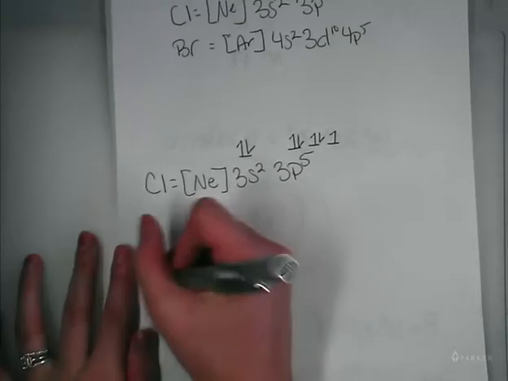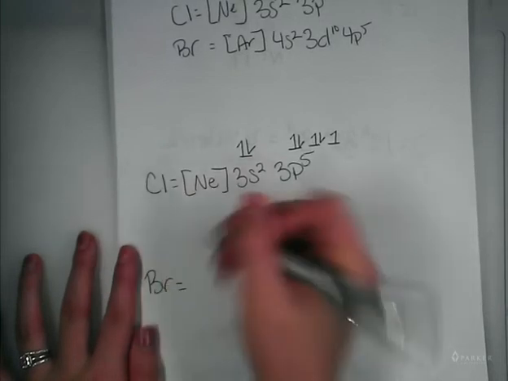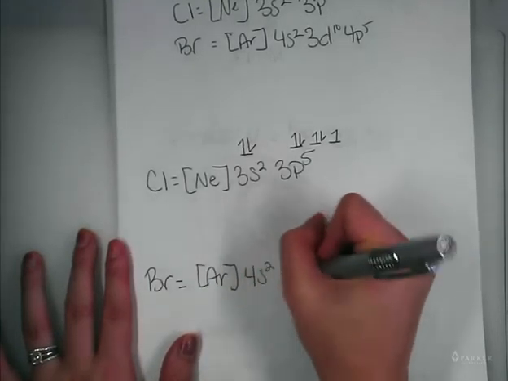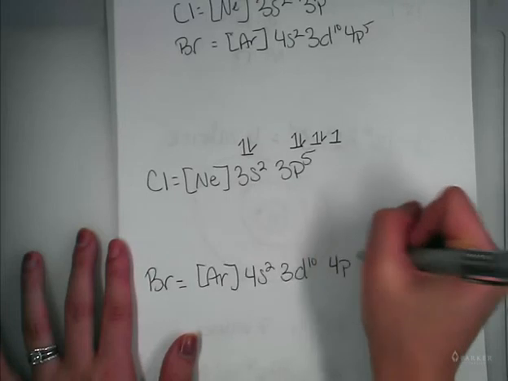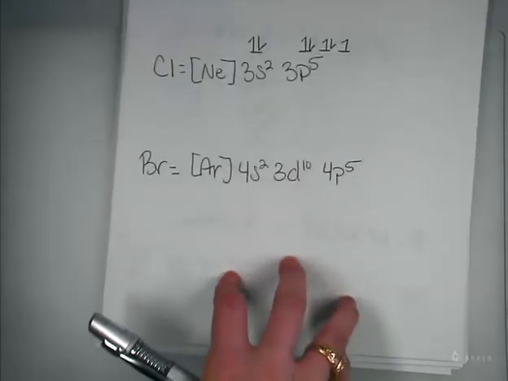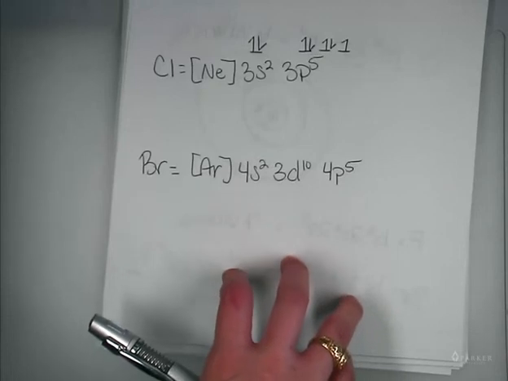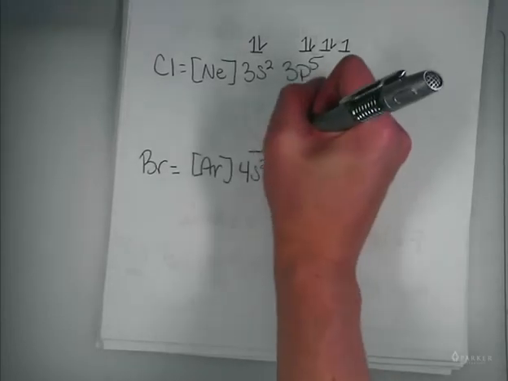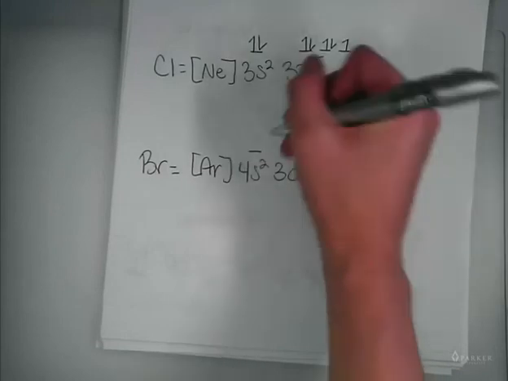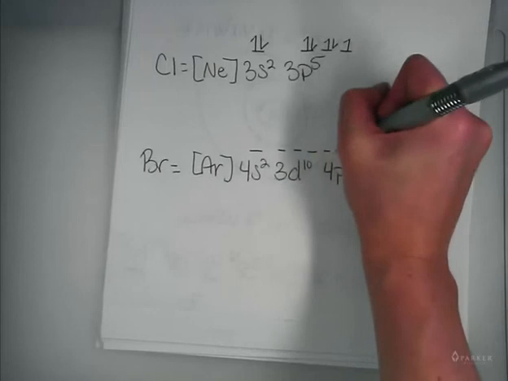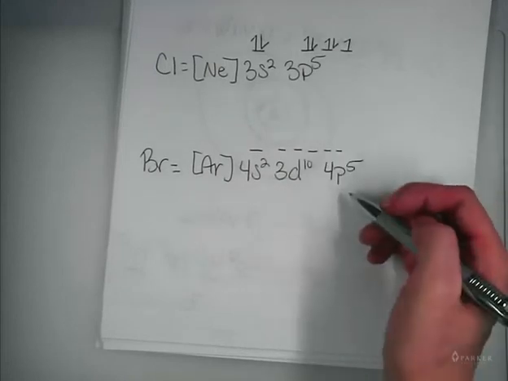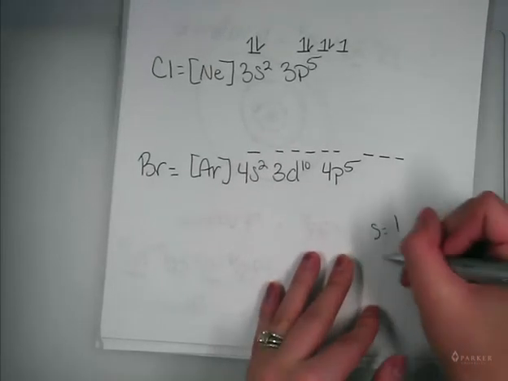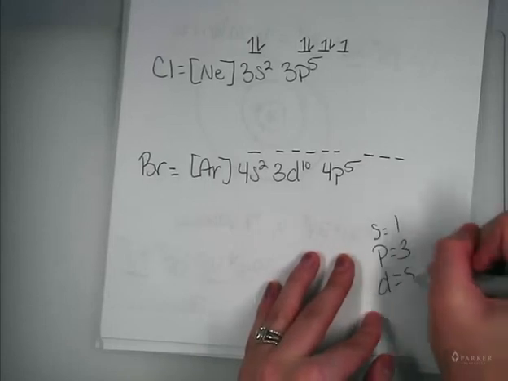Okay, so then let's look at bromine. Let's do the electron diagram for that. So we have argon, 4s2, 3d10, 4p5. Okay, how many lines for the S? One. D has 5: 1, 2, 3, 4, 5. And then P has how many? 3. So I have on here, S is 1, P is 3, D is 5.